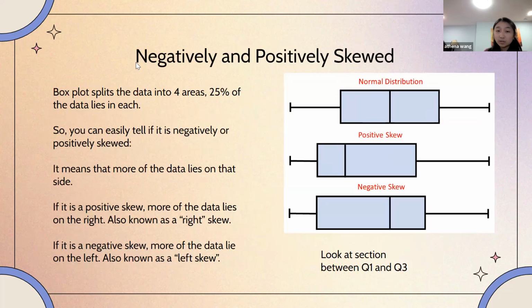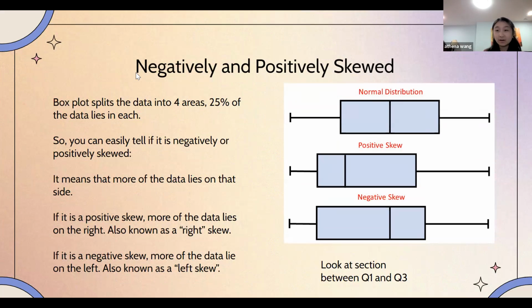So now we're learning about negatively skewed and positively skewed. Okay, so it's much easier to see it with a box plot. Since a box plot splits the data into the 4 areas with 25% each, you can easily tell if it is positively skewed or negatively skewed. If it is positively skewed, the majority of the data lies on the right side of the graph. And then you can see it by a bigger box or a bigger whisker.